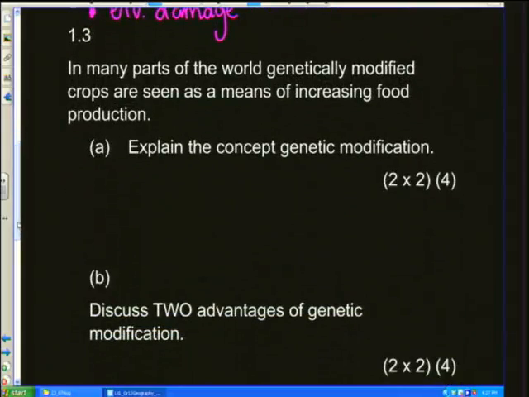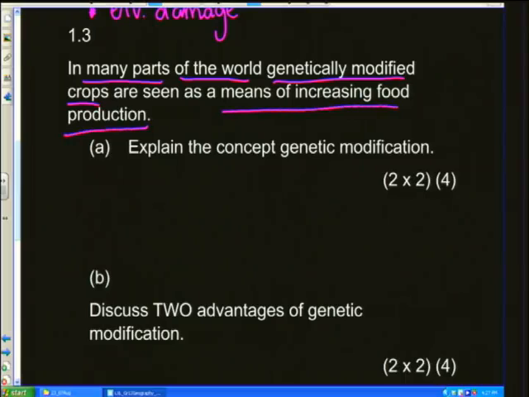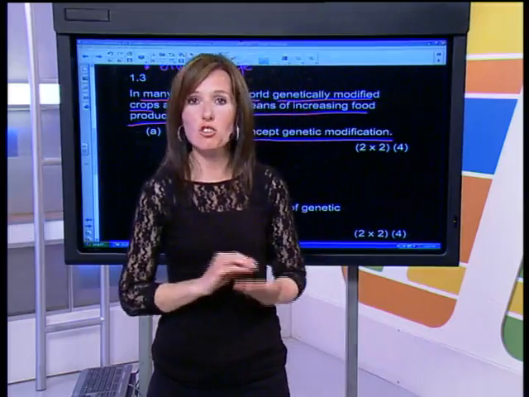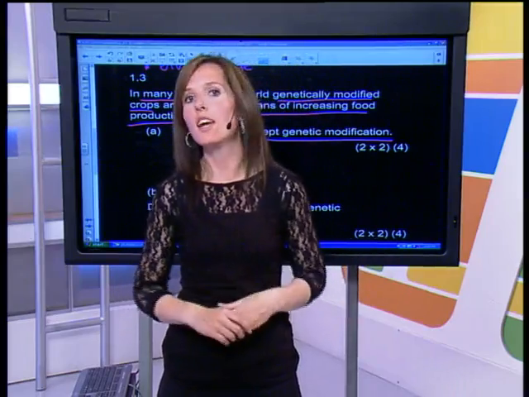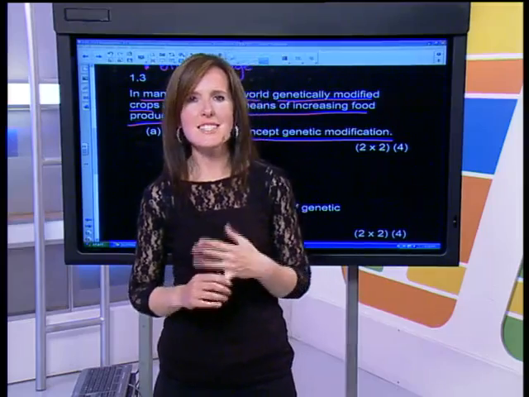Question 1.3. In many parts of the world, genetically modified crops, so GM crops, are seen as a means of increasing food production. There are 2 questions here. Firstly, explain the concept of genetic modification. Genetic referring to your DNA, modification meaning that you're changing the structure of that DNA. But it's worth 4 marks, so we need to add why perhaps we need to change the structure of DNA in plants. There's a couple of reasons that they do this.